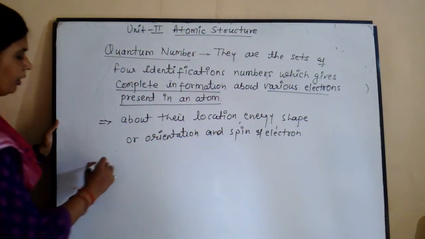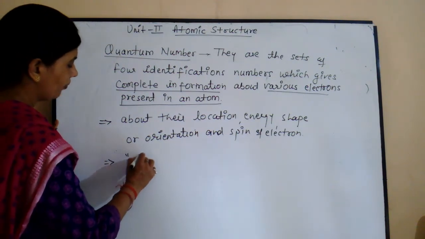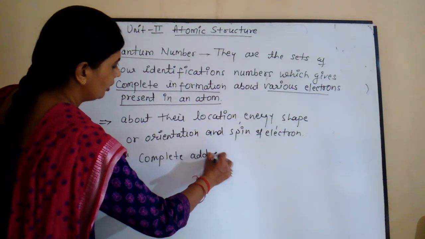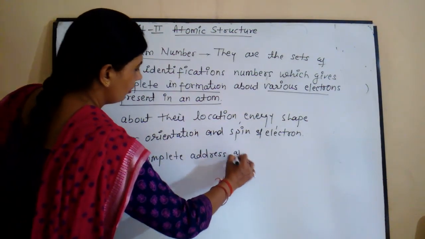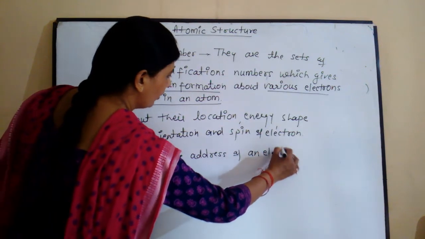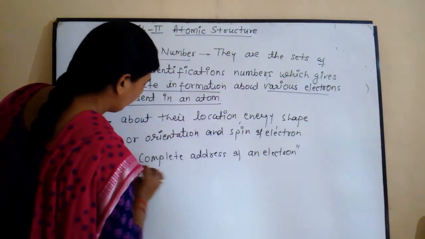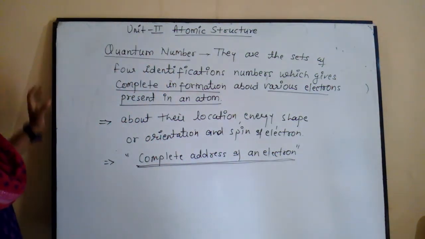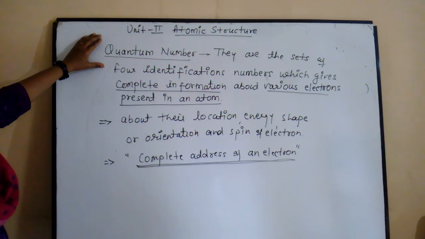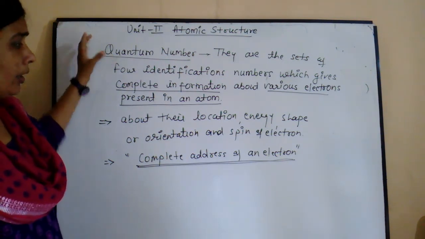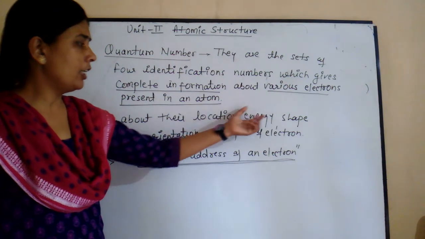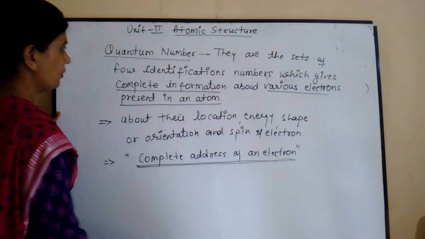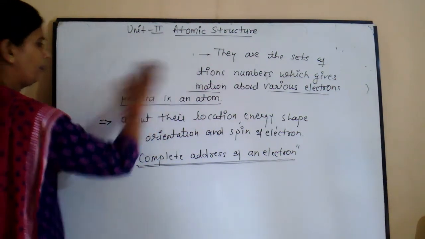So with the help of quantum numbers we can find out the complete address of an electron in an atom. Having four pieces of information: location, energy, shape and spin, that's why we divide quantum numbers into four types. See one by one.